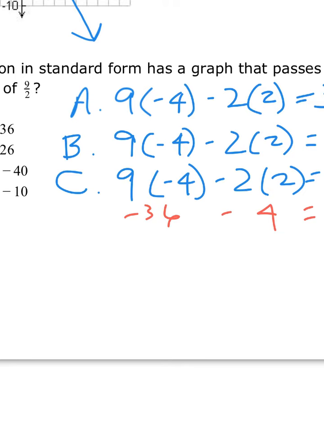That one's true, right? Another way to do this, you can use the point-slope formula.